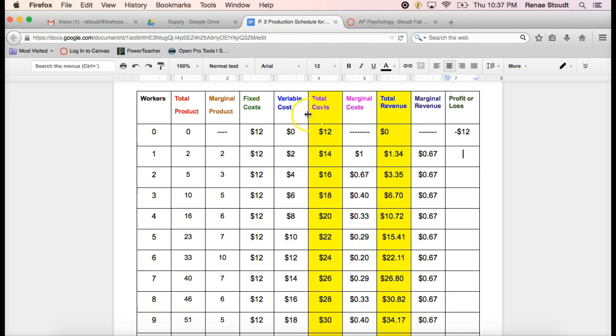Okay? At 1 worker, we're going to be subtracting $1.34 minus 14. So again, we're at a loss, this time of $12.66. At 2 workers, we're going to subtract $3.35 minus $16. So again, we're going to get a loss of $12.65 this time. At 3 workers, we're going to subtract $6.70 minus 18. So you're going to get a loss of $11.30. Okay, now pause the video again, and I want you to figure out the rest of the profit or loss. When the video restarts, they will magically be filled in.